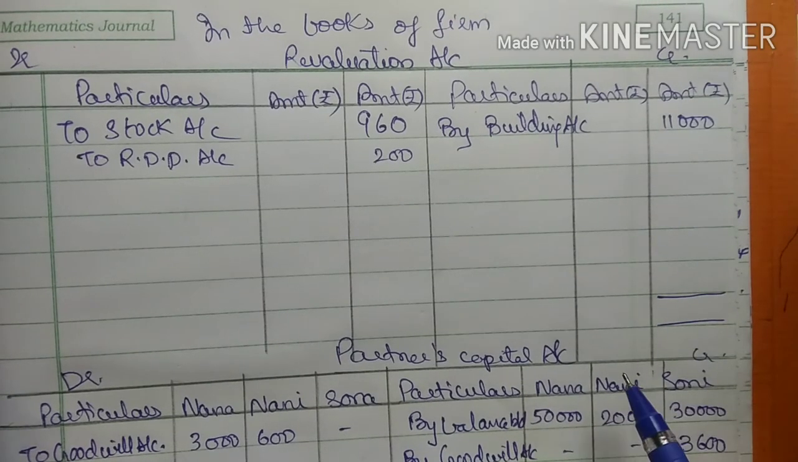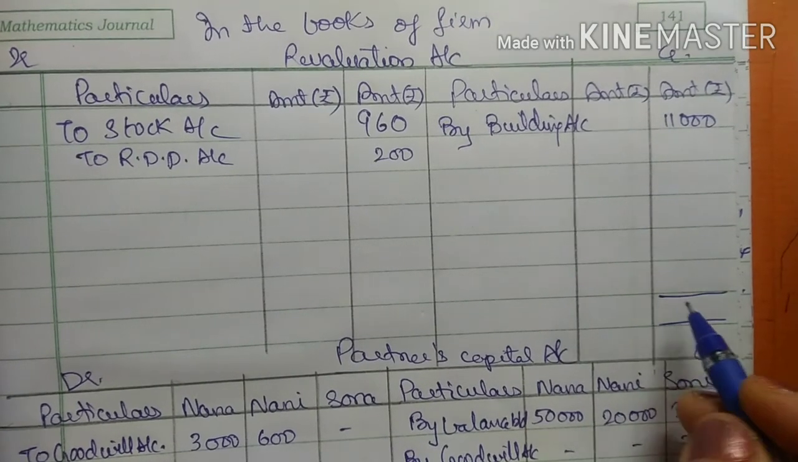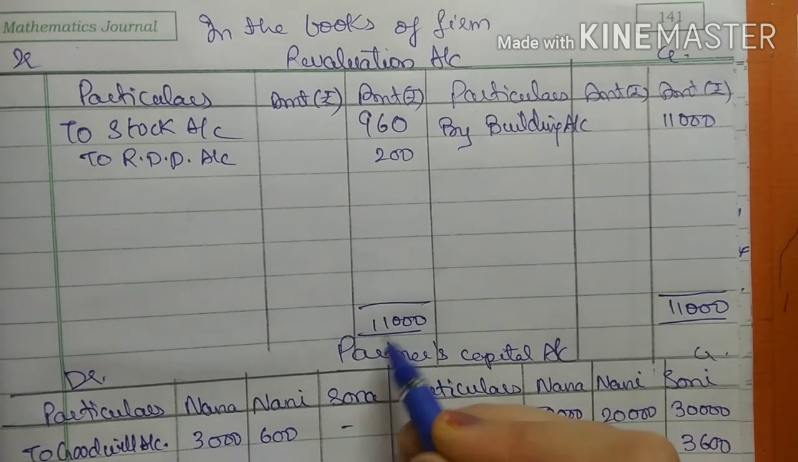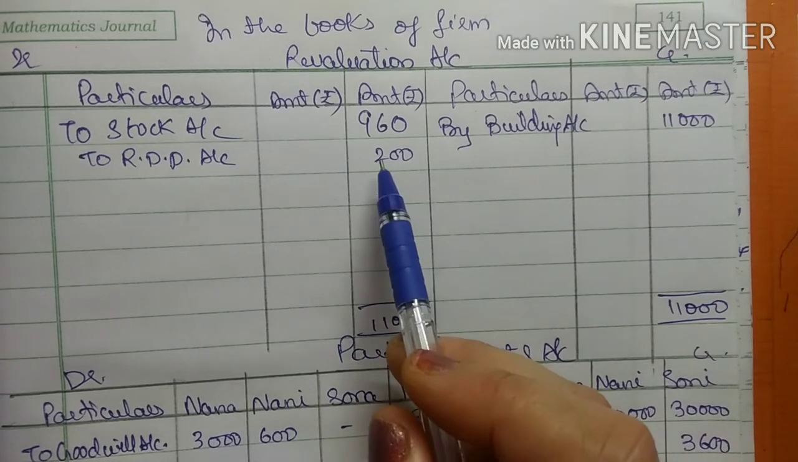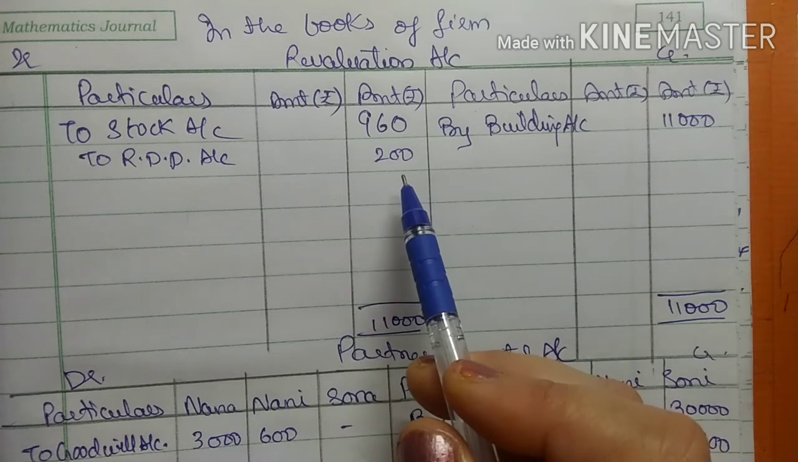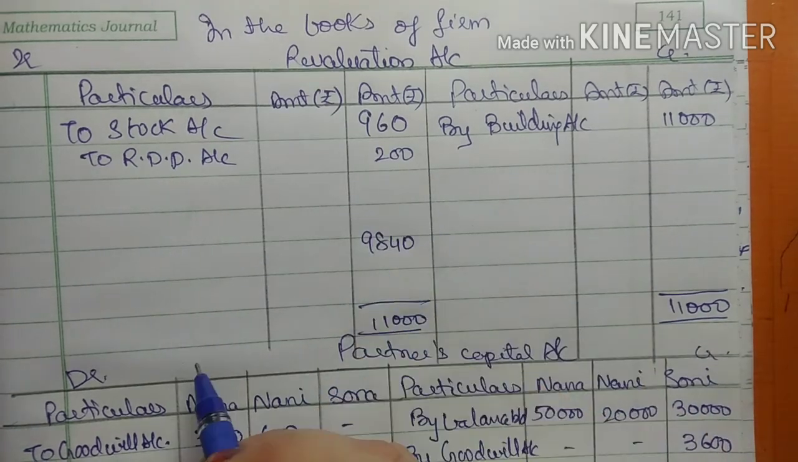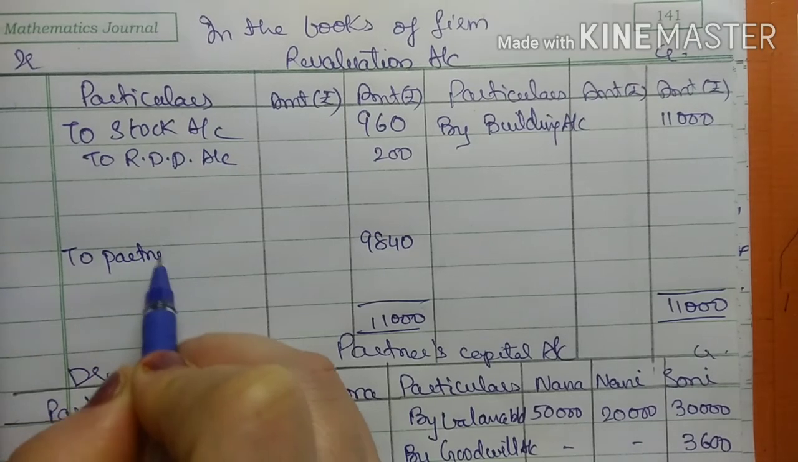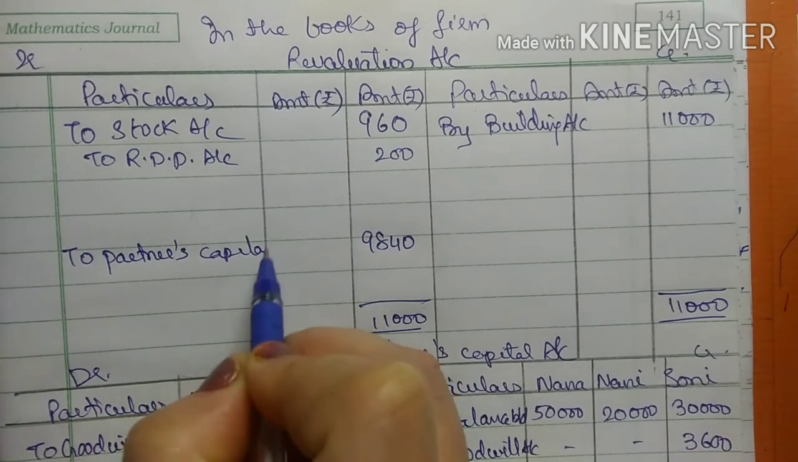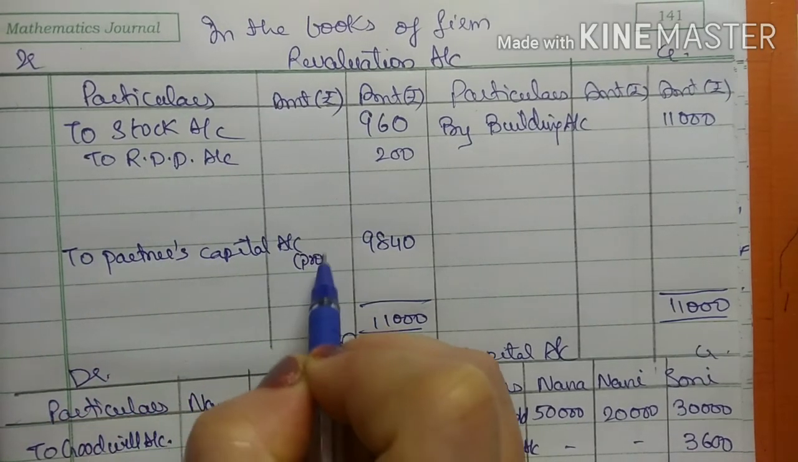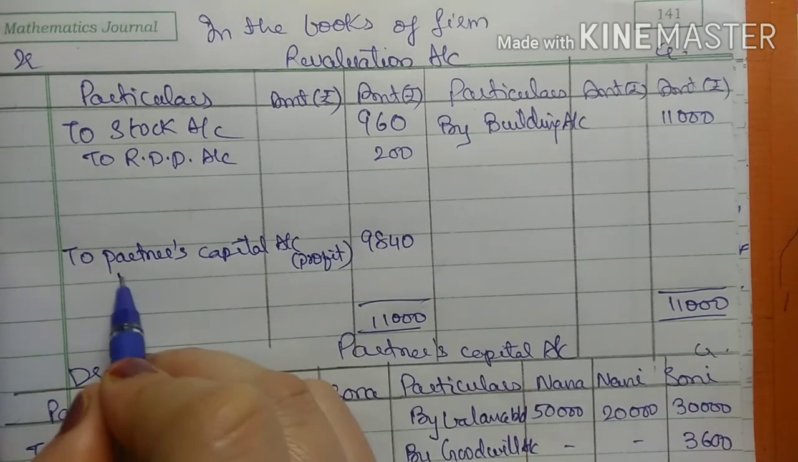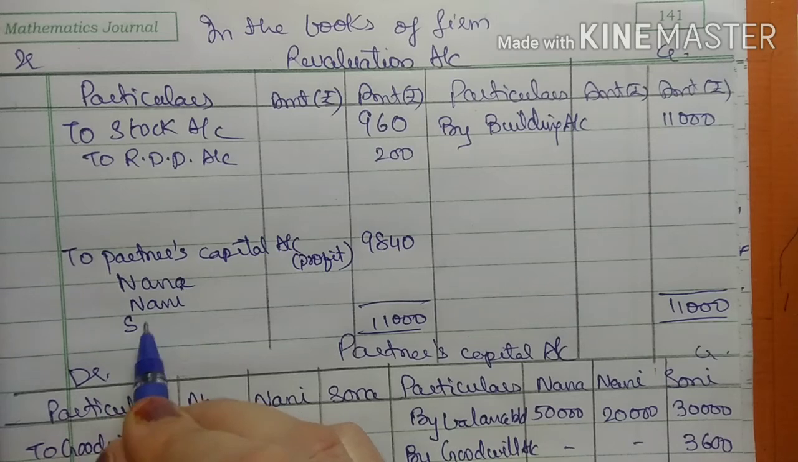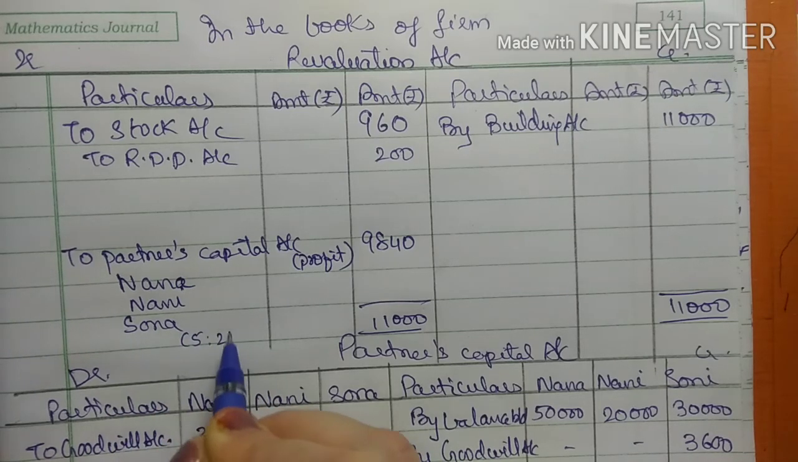Now we will close the revaluation account first. So credit side total is 11,000. So from 11,000, when I will deduct 1160, I will get a balance of 9,840. This is nothing but profit. So to partners capital account in bracket profit, and this will be distributed among all the three partners, Nana, Nani and Sona, and the ratio was 5:2:3.